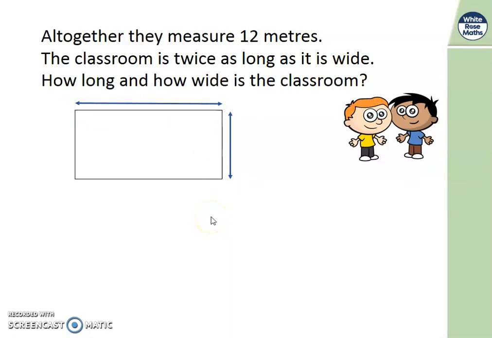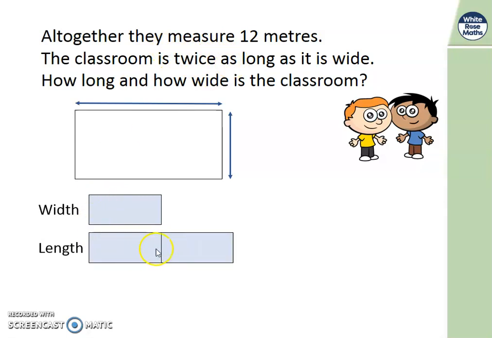Let's use a bar model to help us work it out. So the width, let's draw it to represent that. And then the length we know is twice as long. So we have that side and that again, which is 2 times. Twice means 2 times. And together, this add this add this makes 12. Can you see how we could work out the value of each one?